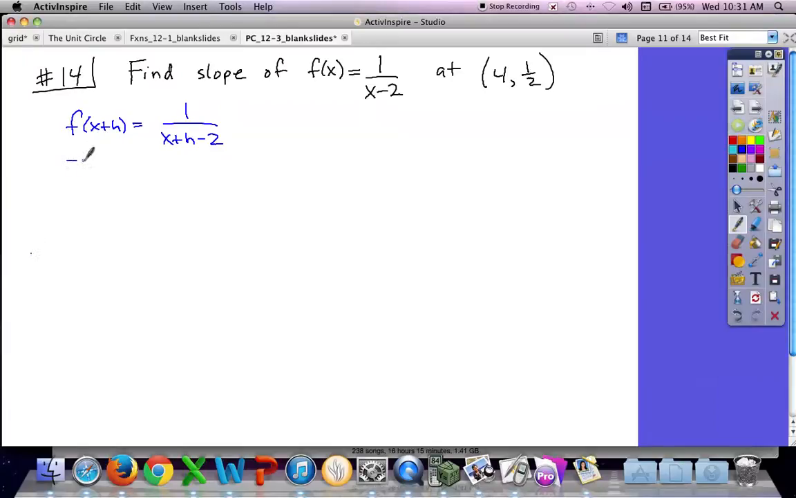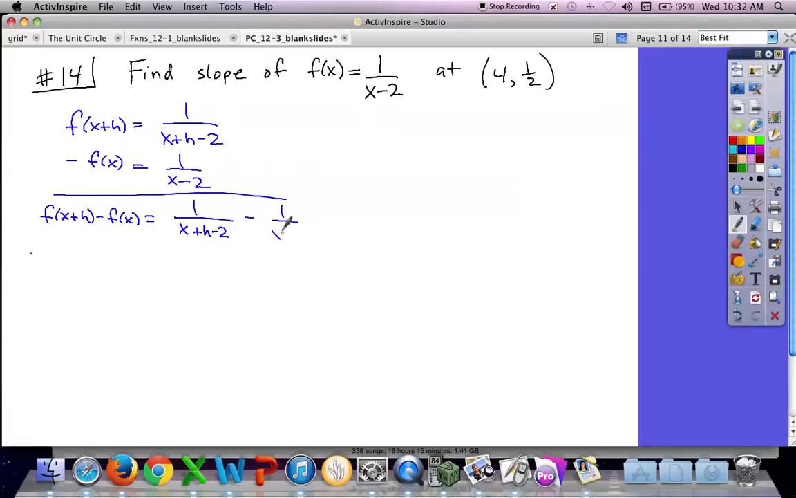And then we can subtract f of x, 1 over x minus 2. Right. Subtract f of x plus h minus f of x: 1 over x plus h minus 2 minus 1 over x minus 2.